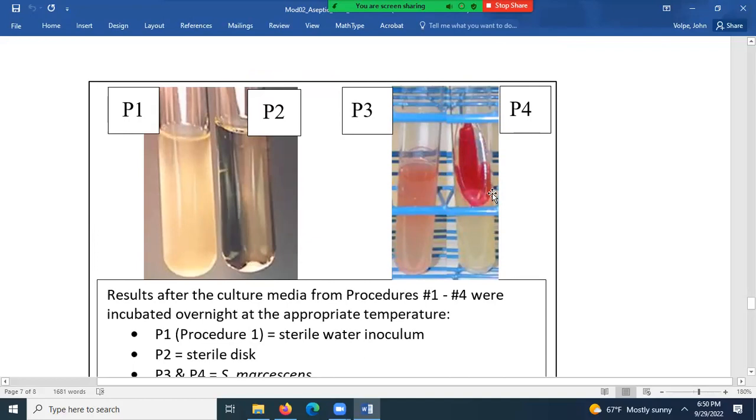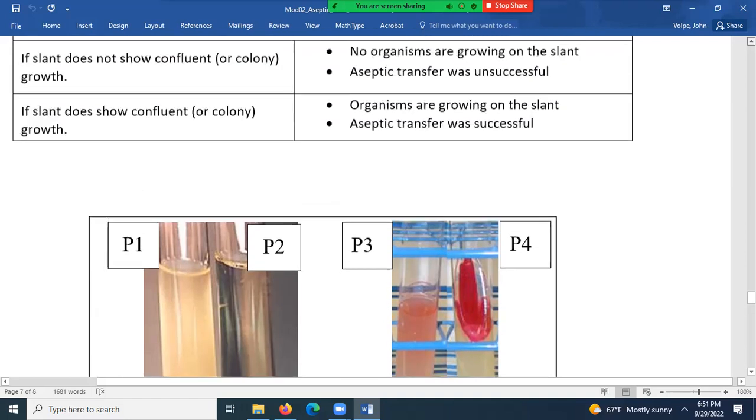contamination on a slant than a liquid culture, a broth, because on the slant, the contaminant will all grow together and it'll have a different color than what you're supposed to inoculate it with, the Serratia marcescens. Any question about any of that?